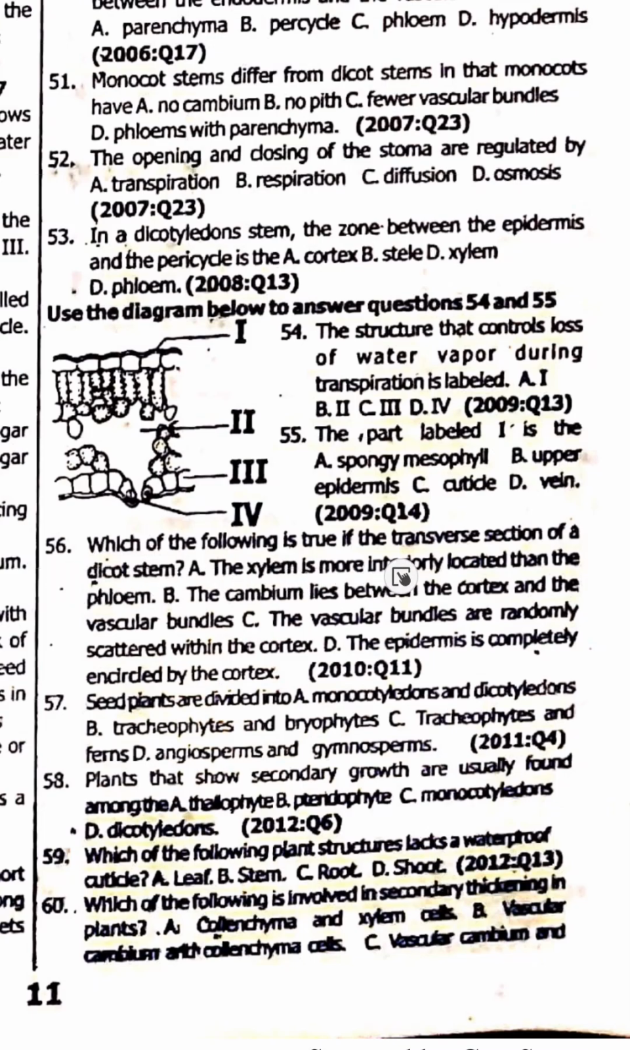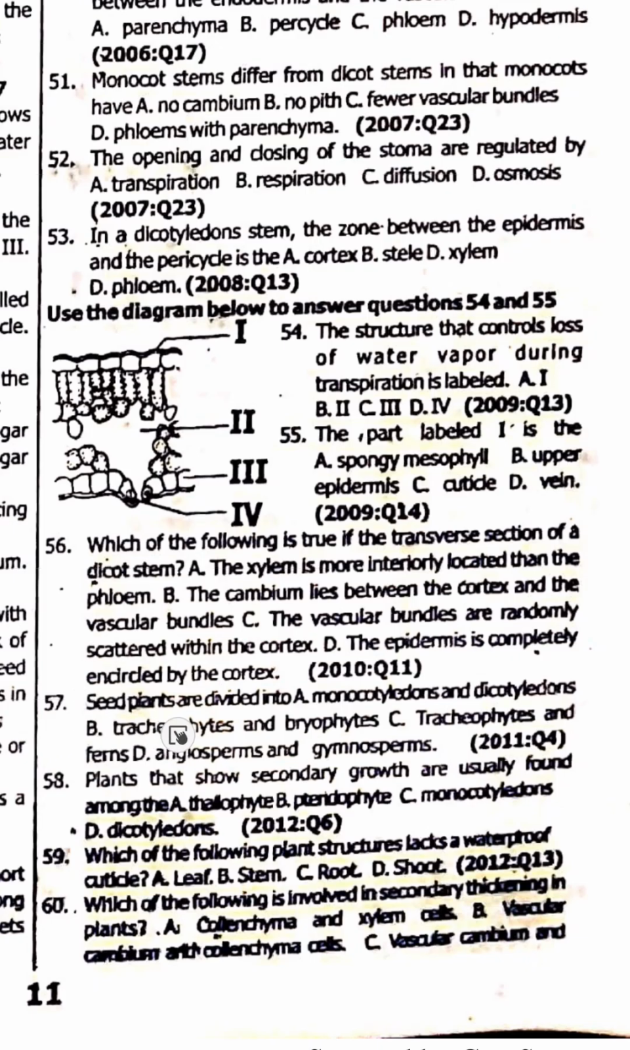56. Which of the following is true of the transverse section of a dicot stem? The xylem is more interiorly located than the phloem, option A, because the vascular bundle intervenes between them.